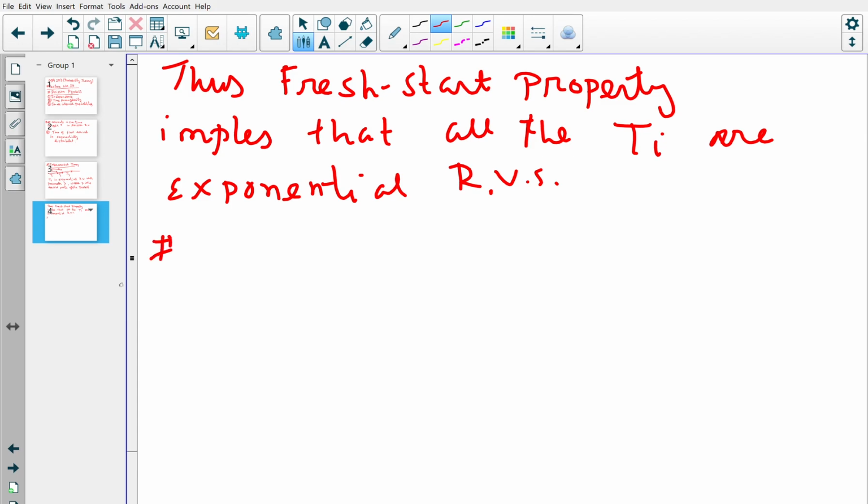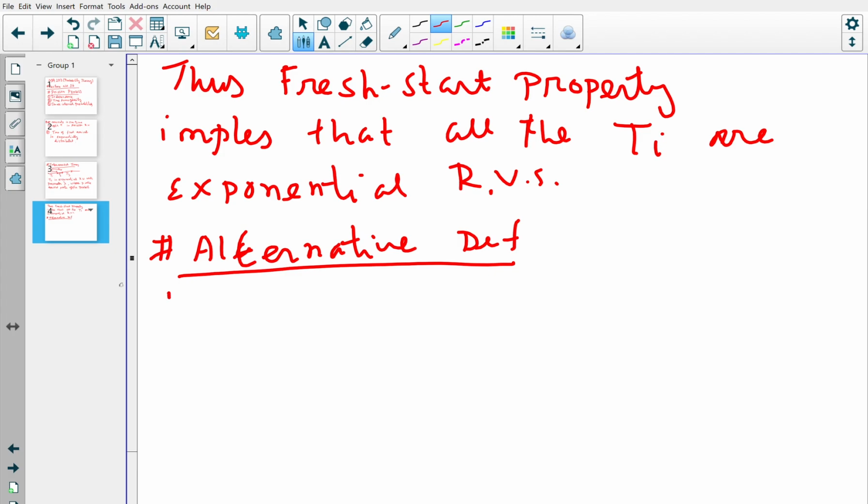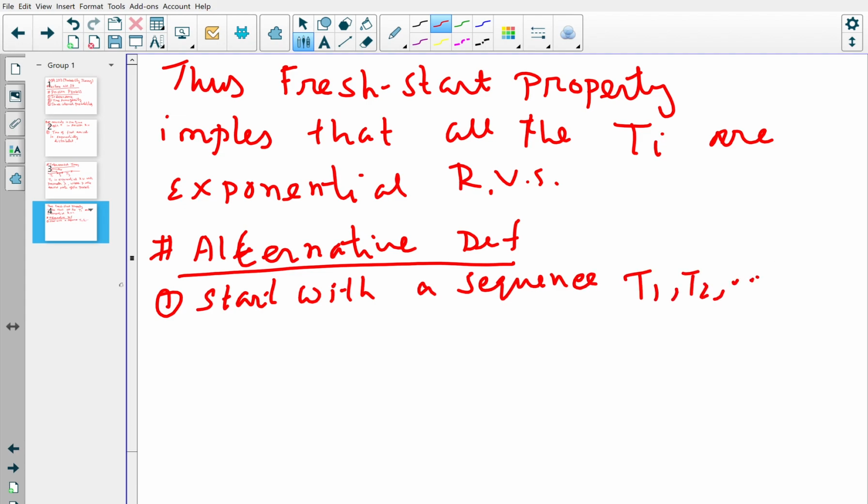And hence you can have an alternative description of the Poisson process. You can give this alternative definition with the following two properties. One, you start with a sequence T1, T2, and so on, of IID exponential random variables.